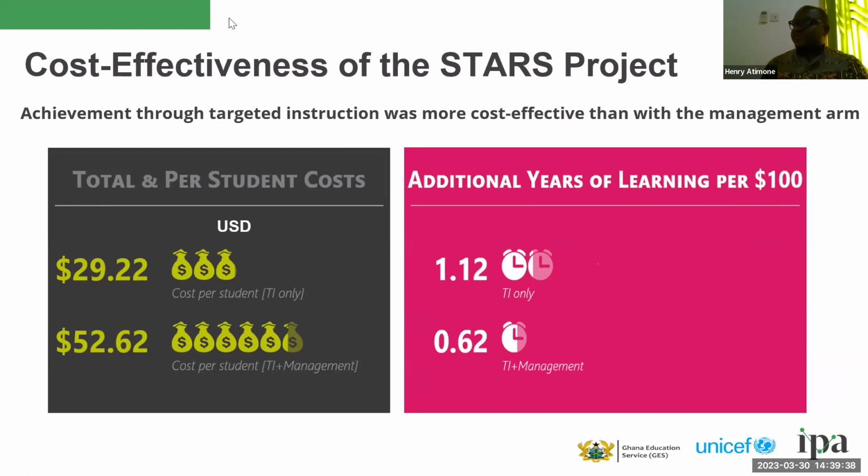To explain this, it means that at the end of the academic year, we can presumably say that students who went through the intervention were more or less catapulted a whole academic year, especially in the TI only group, whilst approximately half a year for the TI plus management intervention. Thank you.